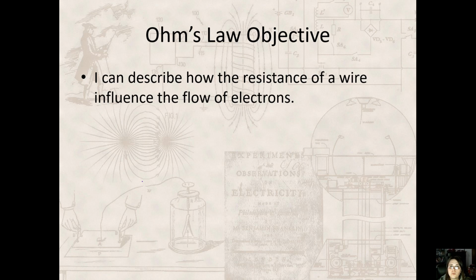Hello everyone, today we are going to talk about Ohm's Law. Our objective is to be able to describe how the resistance of a wire influences the flow of electrons.